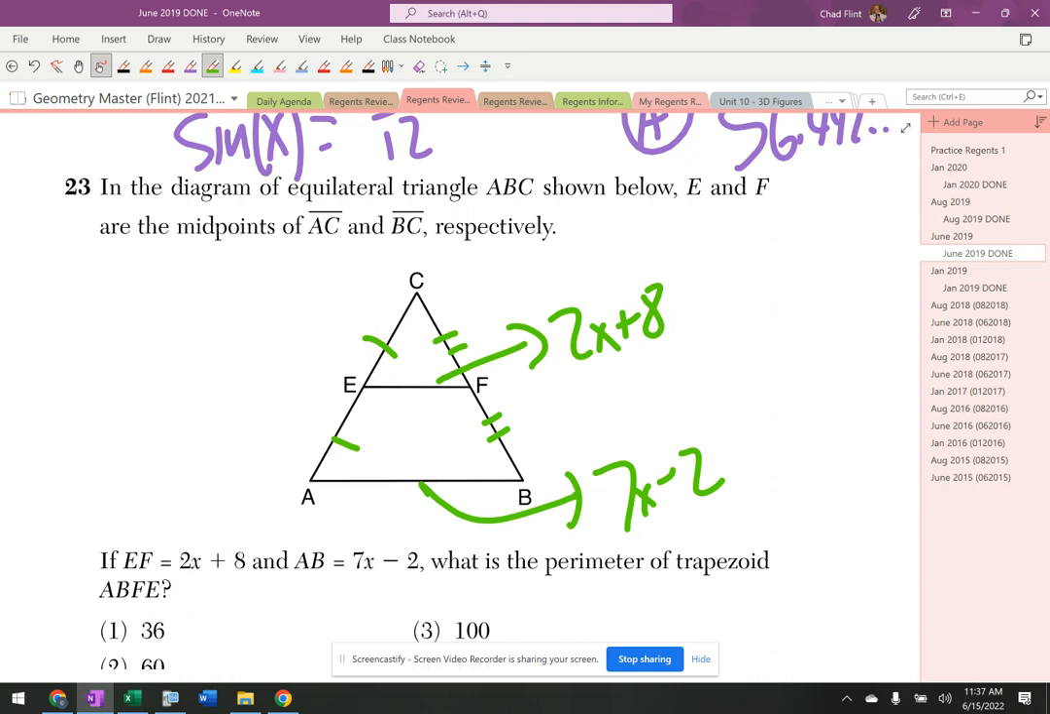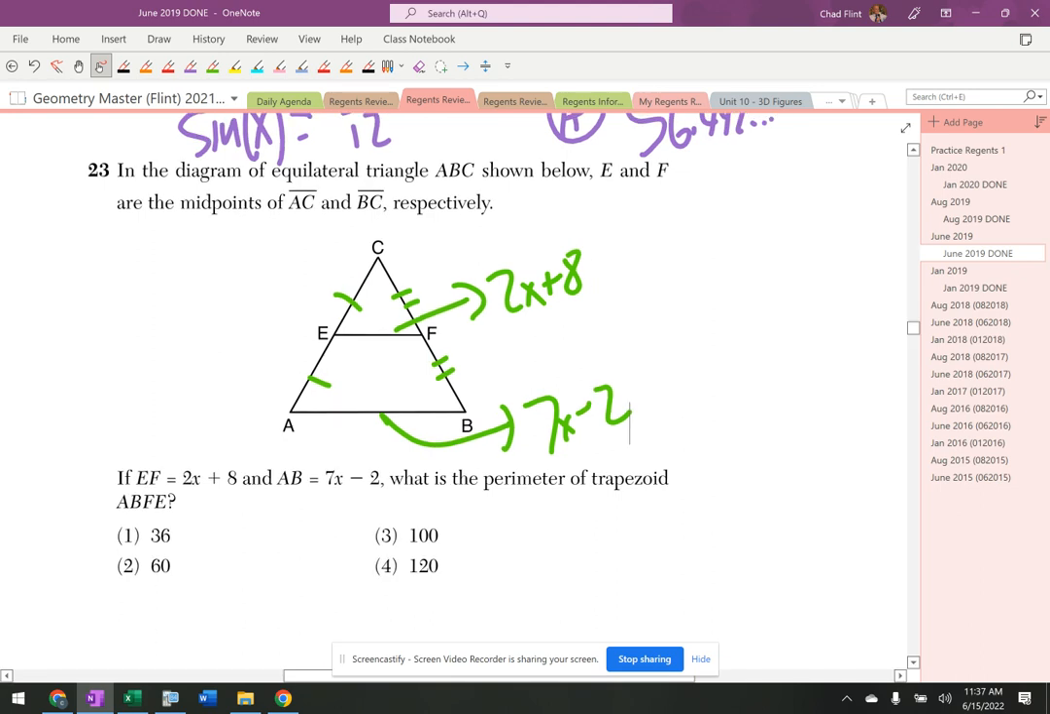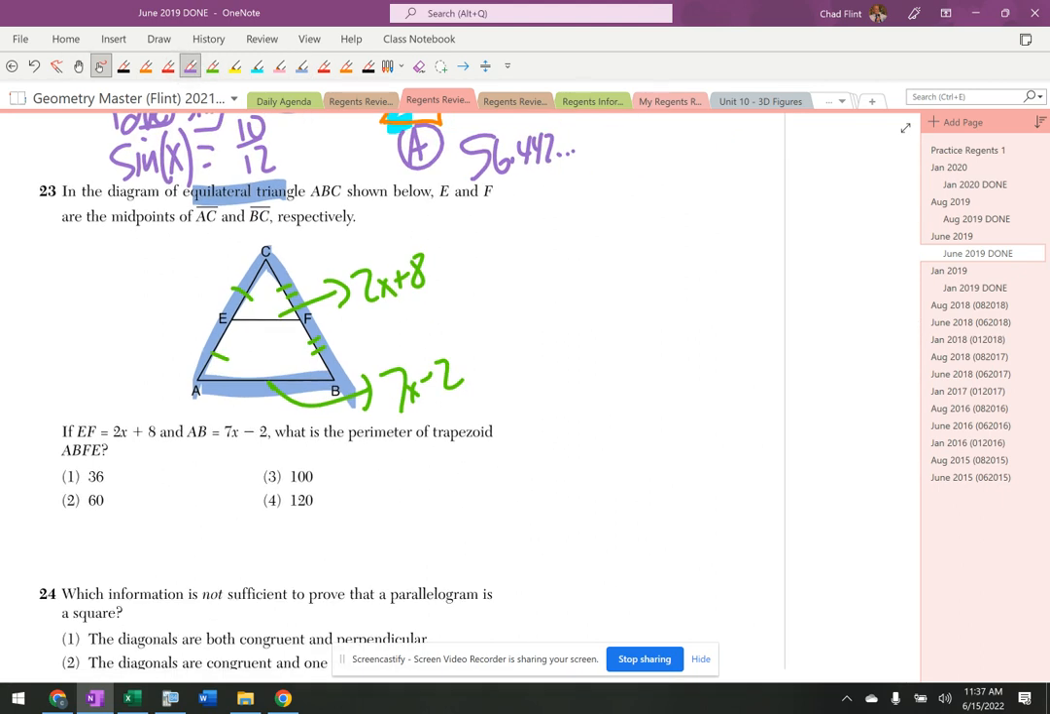Midpoints. Oh, equilateral triangle. Sorry, I missed equilateral triangle. That means that these three sides are all exactly the same. Okay, so there's two things at play here. Number one, equilateral triangle, all three sides are the same. So I'm going to find AB and multiply it by 3. All right, no, not true. But I'm going to find one side and I'm going to know all three.